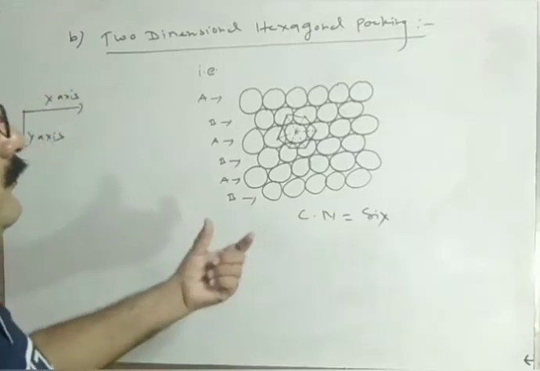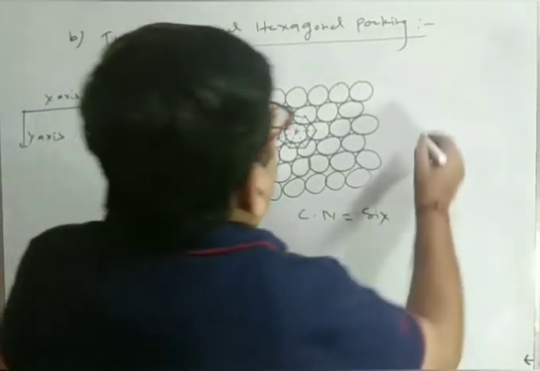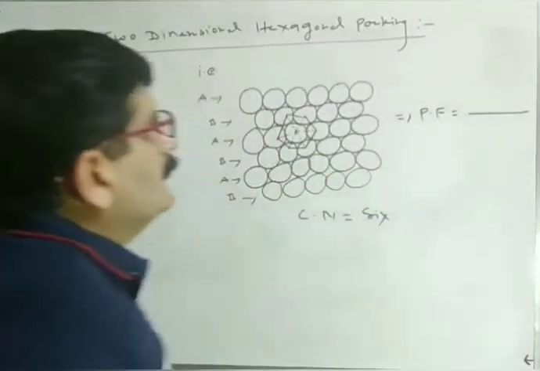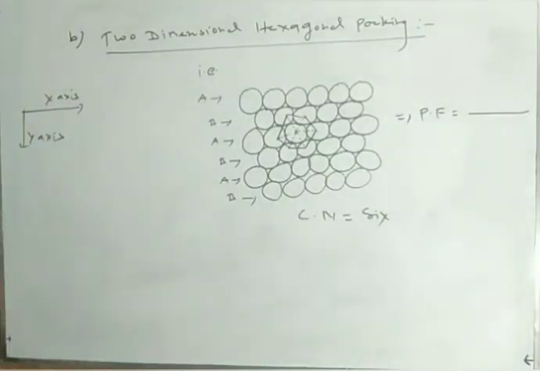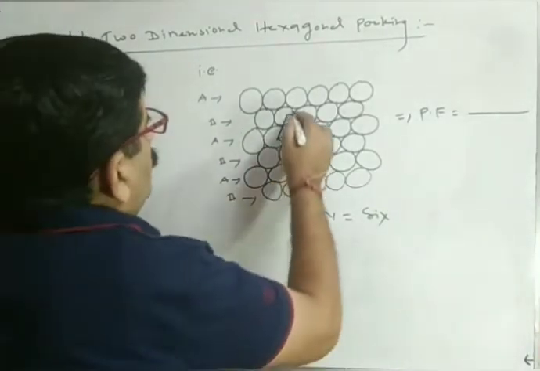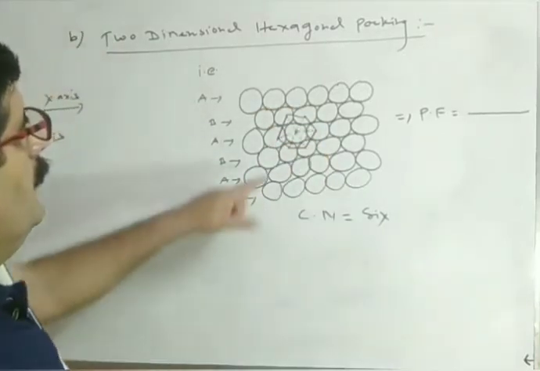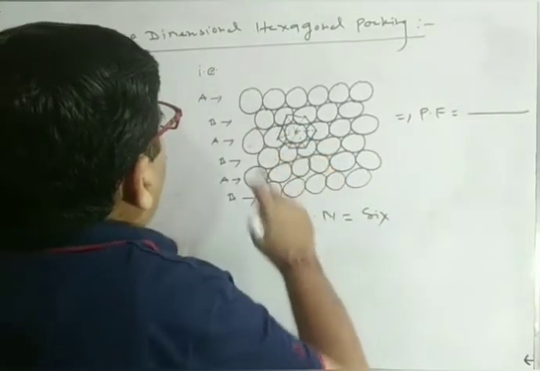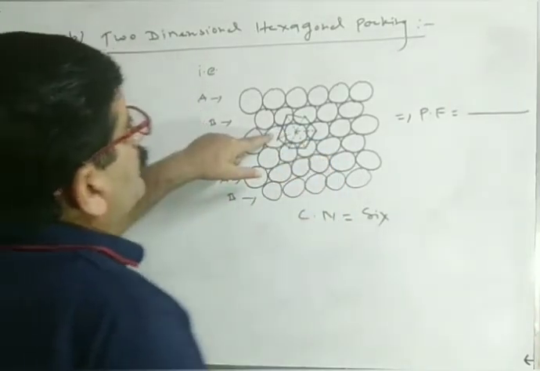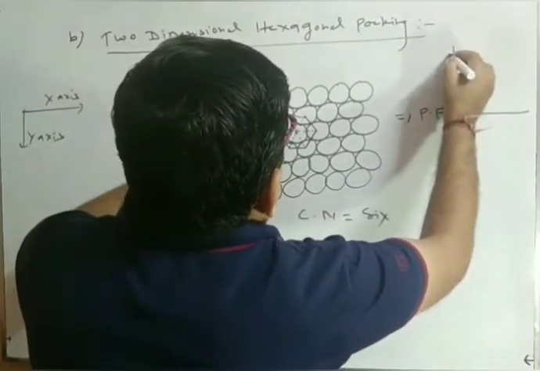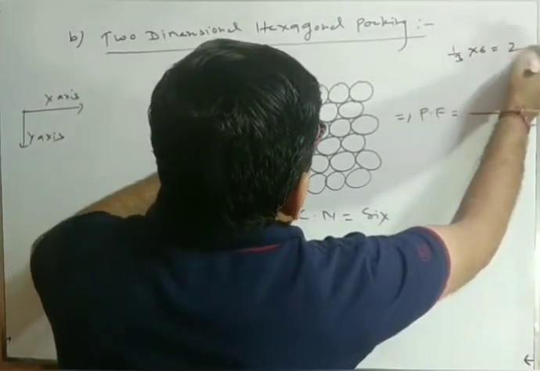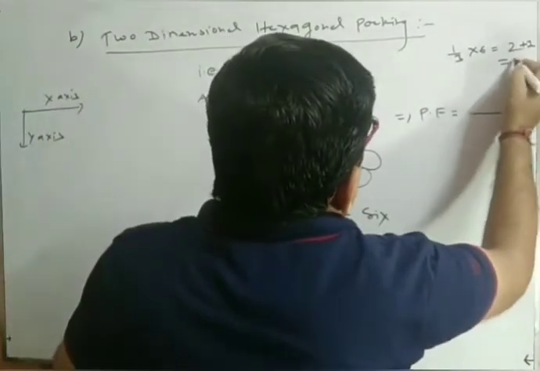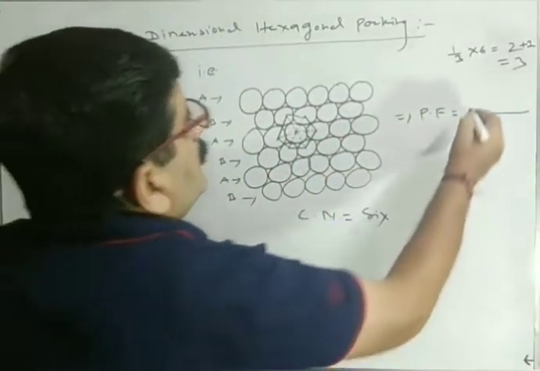If we find out the packing fraction, then we can write the number of atoms per unit cell. If we consider the hexagon, then 1/3 part of the circle is covered. Therefore, we can write what? 1/3 into 6, 2 parts. And this is one circle. 2 plus 1, 3. So the number of atoms per unit cell is 3.